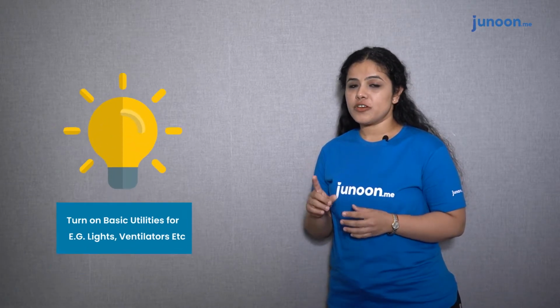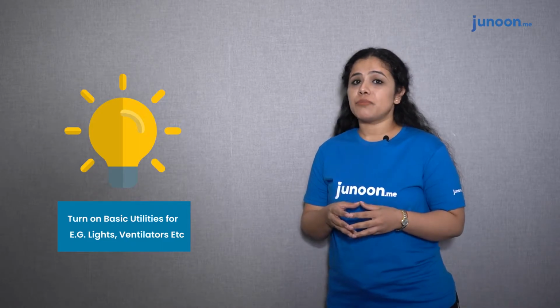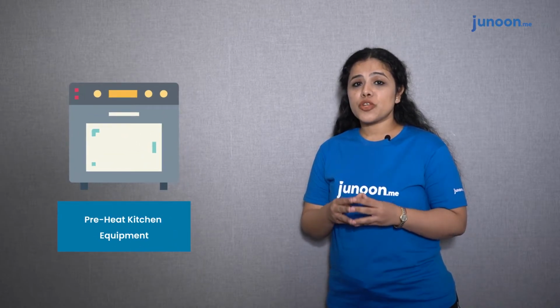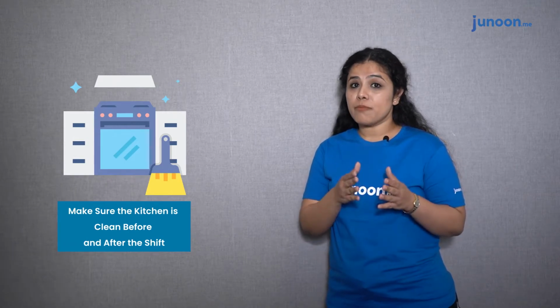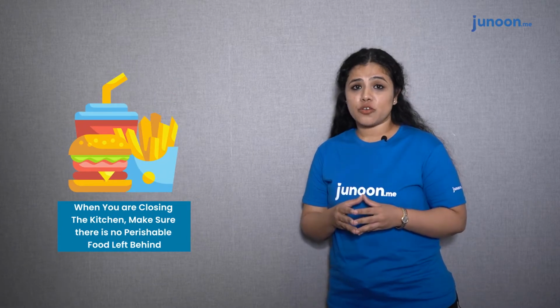Let's talk about the checklist and best practices for a cooking assistant. First, turn on the required basic utilities, for example, lights, ventilators, etc. Second, preheat the required kitchen equipment. Third, ensure that the kitchen is clean before and after the shift. Fourth, ensure that no perishable item is left behind while closing the kitchen.